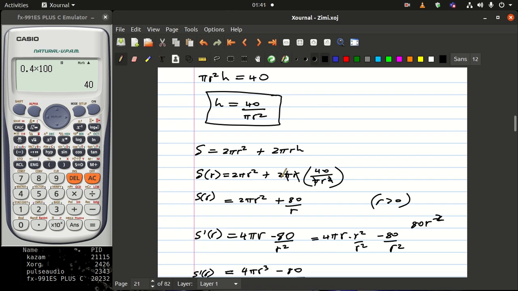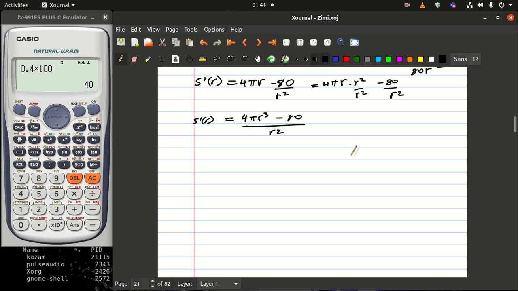Now, how do you find the maximum values of this? We want to find the minimum, so we want to find the absolute min. How do you find the absolute min? The first thing that you want to find out when you are looking for the absolute min is what the values of r are going to be. So set S prime of r equal to 0 and solve for r.